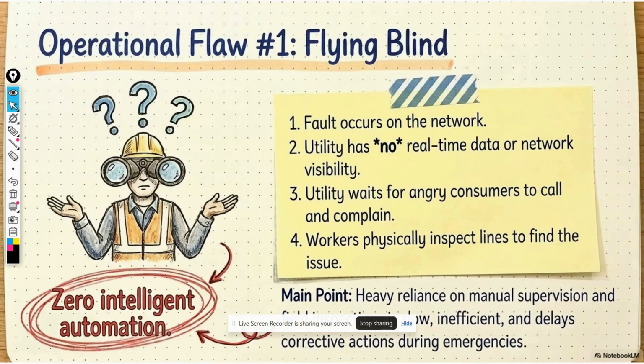Now let's discuss another important operational limitation, that is limited automation. First, we will understand the meaning of automation. Automation means performing operations automatically without continuous human intervention. Can you think of some examples of automation? Just like an automatic washing machine, automatic elevators, automatic traffic signals, automatic doors at shopping malls.